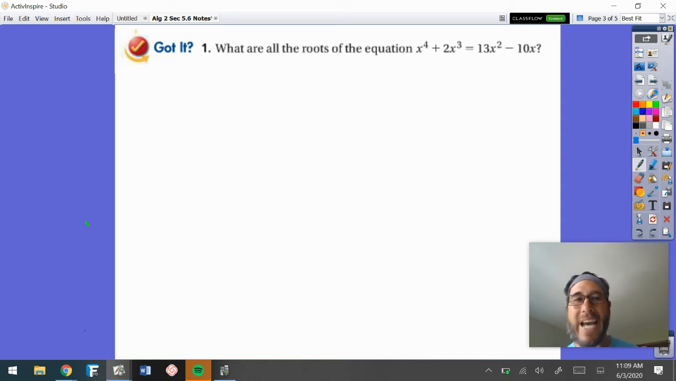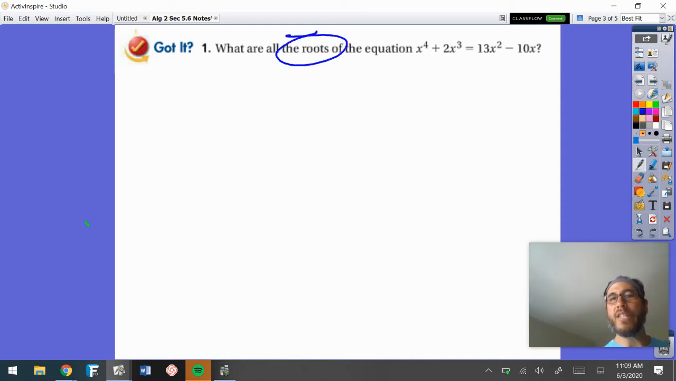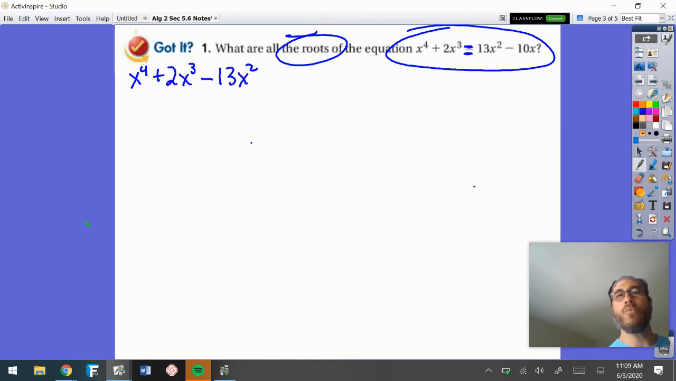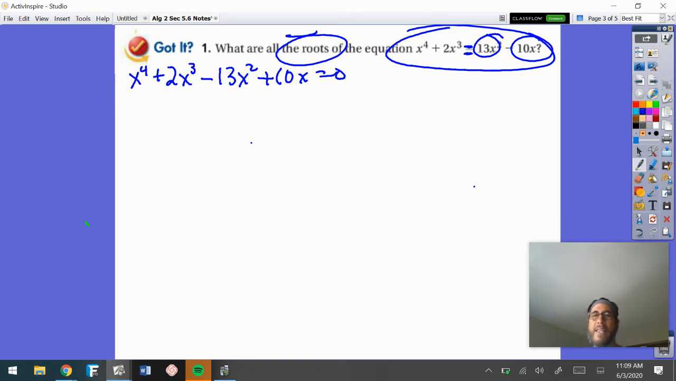All right, here is our next one. What are the roots again? Not just rational, but all the roots. Let's do it in blue this time. If you notice, this guy here has an equal sign right there. And the way we find roots is, well, I have to have a 0 on one side. So let's rewrite our problem here. X to the 4th plus 2x to the 3rd minus 13x squared plus 10x equals 0, right? I've got to get rid of those 2 guys, so I have to subtract that 13x squared and add that 10x.